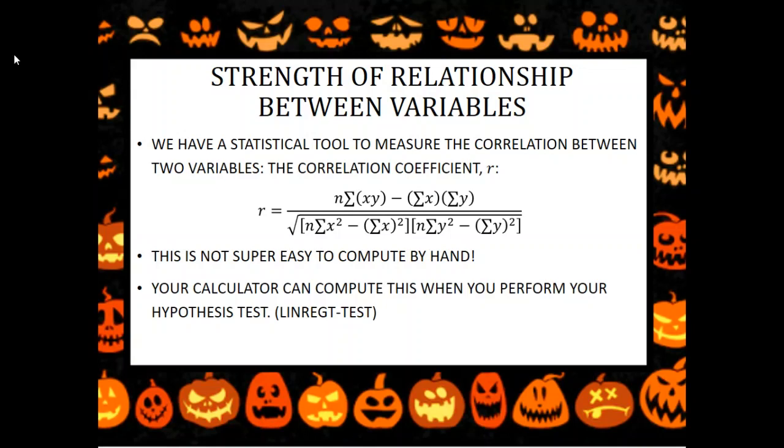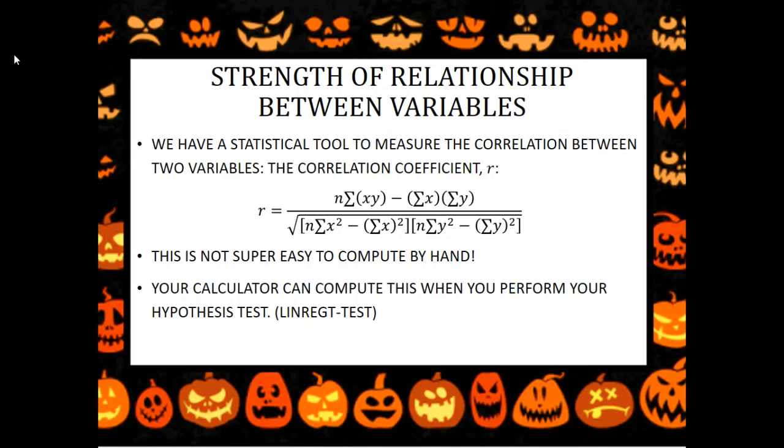Where's it at? It's under tests. So if you look at stats and this time go over to tests, it starts rolling down. It is number F. On mine, I don't know if it's the same on yours, but it's the LinRegTTest. It says F. G is right below that, says LinRegTInterval. That would be confidence interval. Okay. We're going to do the LinRegTTest on this value of R.